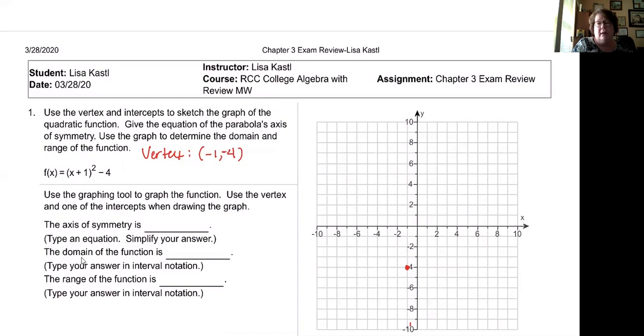Next, I need to find an intercept. The easiest intercept to find in this case is the y-intercept, because I just need to evaluate the function at 0. So f of 0 will be 0 plus 1 squared minus 4, which is 1 minus 4, which is negative 3. So the y-intercept is negative 3, and that would be the next point that I would plot. And MyMathLab would then complete the graph of my parabola for me.